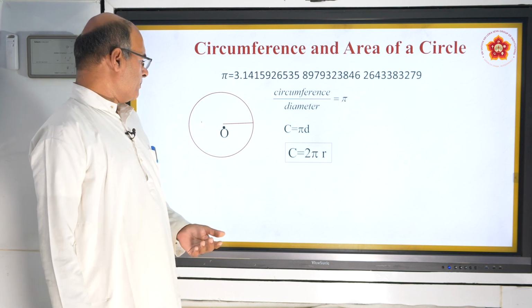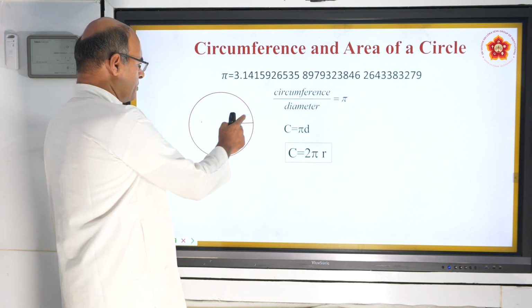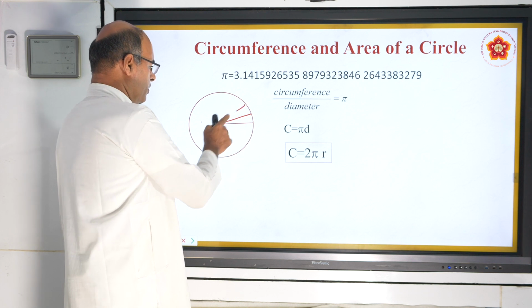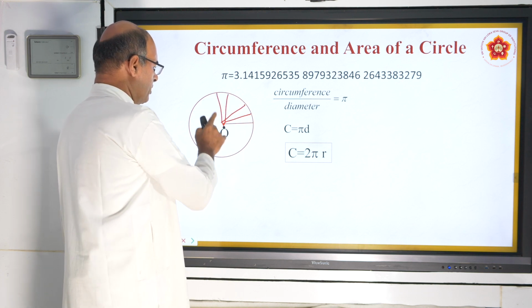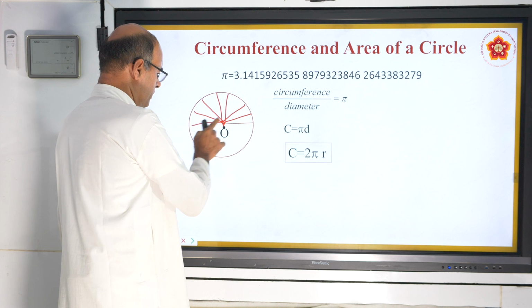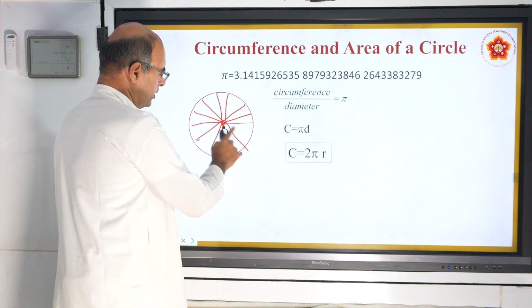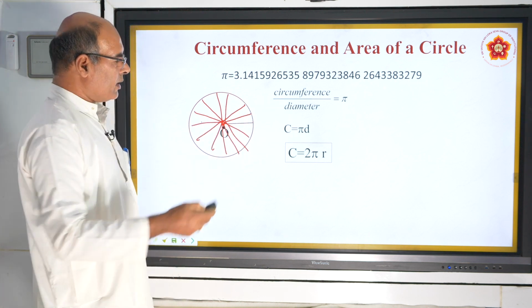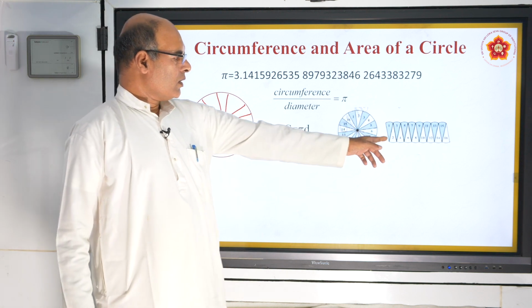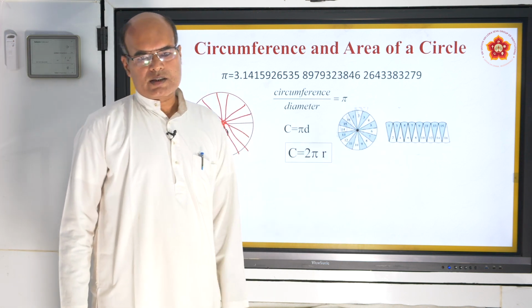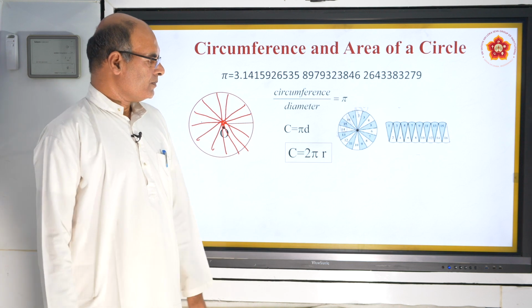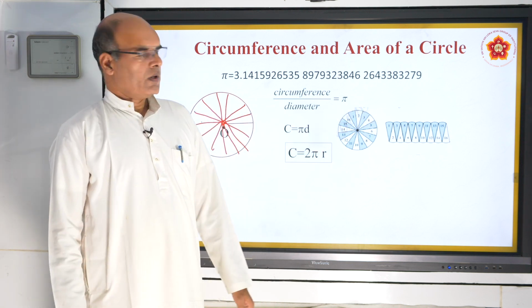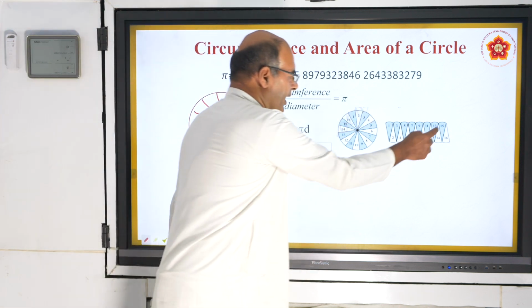Now go to the area. If this circle is made into small sectors of equal size, and they are cut and rearranged like this, adjacent to each other and in the reverse order, we get almost a rectangle.